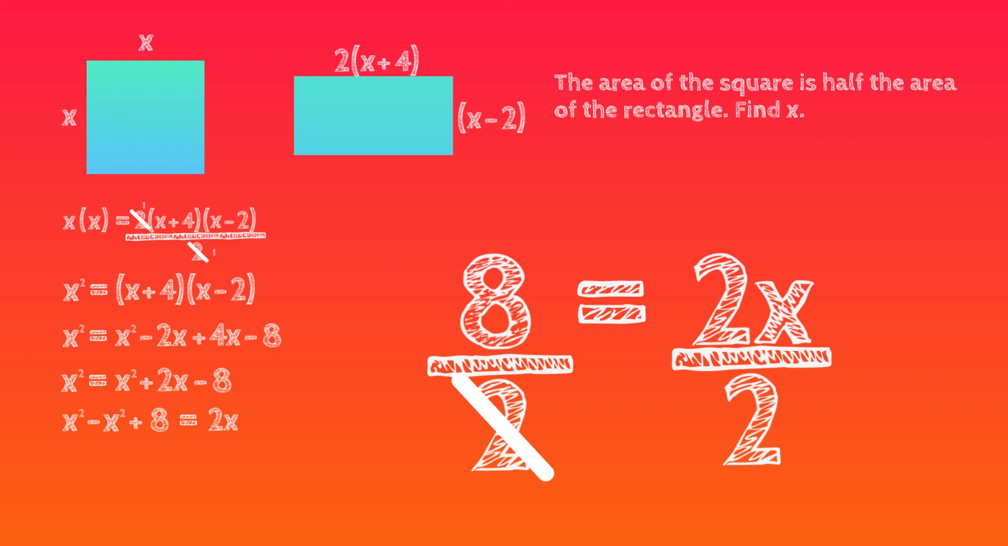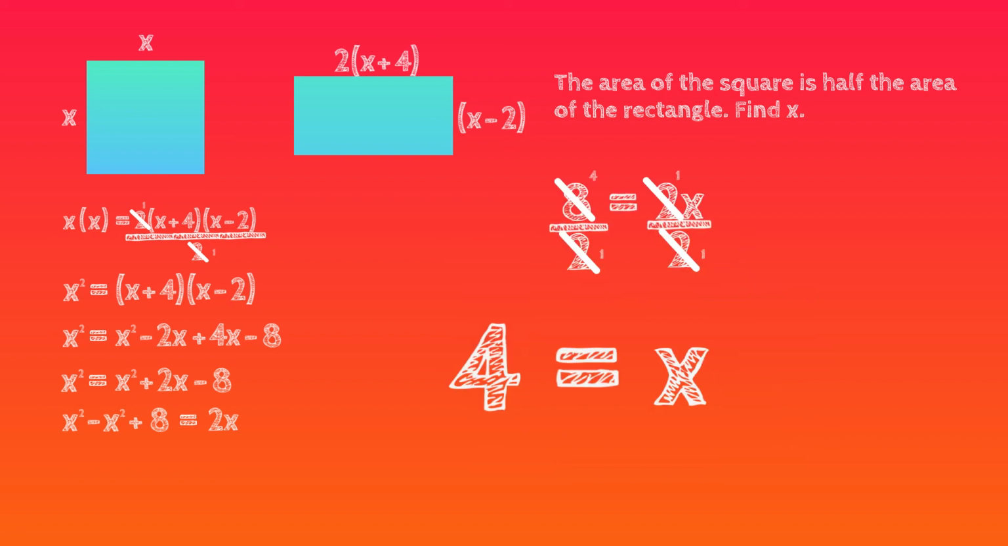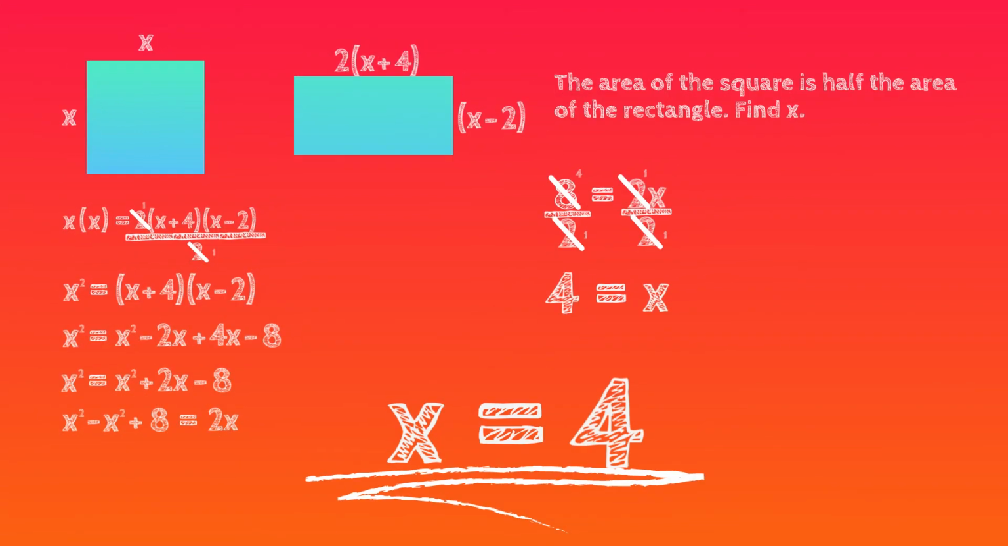So it becomes 2 into 8, 4. 2 into 2, 1. 4 is equal to x. Therefore, x is equal to 4.